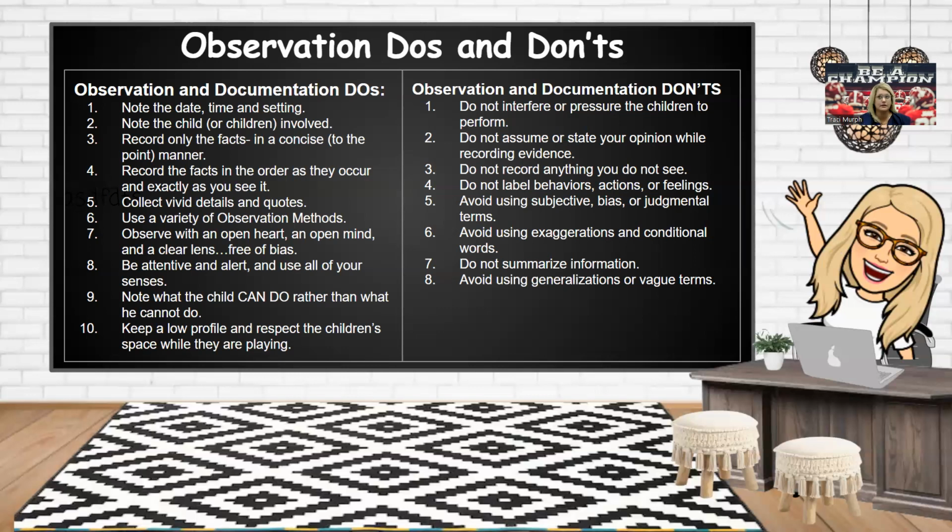Don't record anything that you don't see. Don't record anything you don't hear. Do not label behaviors, actions, or feelings. Of course, we said earlier, avoid all of your bias, those subjective type things. Don't use exaggerations. Don't summarize the information. Put it down just as it happens. And don't use generalizations. Generalizations are when we group like things together, like all boys like to play in the block center. Well, that's a generalization.